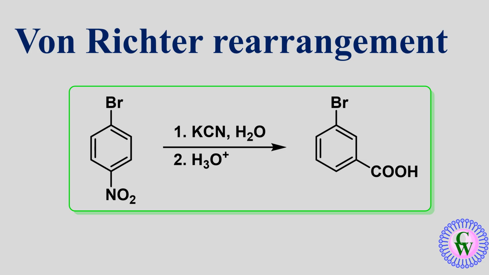In this video we are going to discuss the mechanism of von Richter rearrangement. For this, conversion of 4-bromo-nitrobenzene to 3-bromobenzoic acid using potassium cyanide has been taken as an example. Let's go through the mechanism.